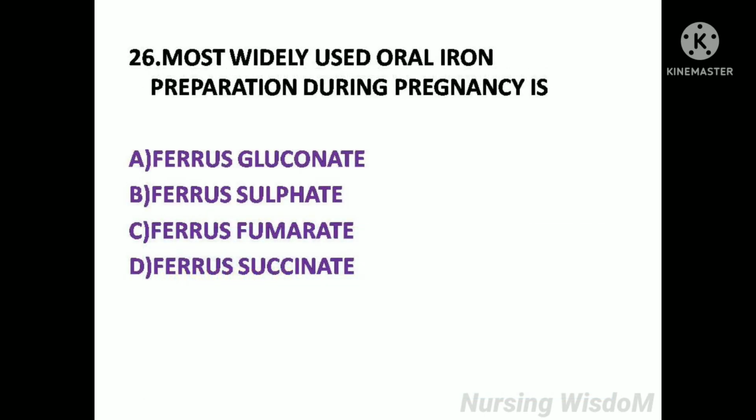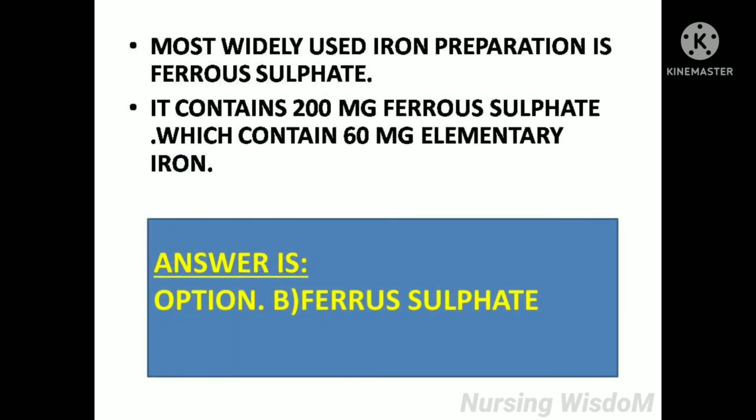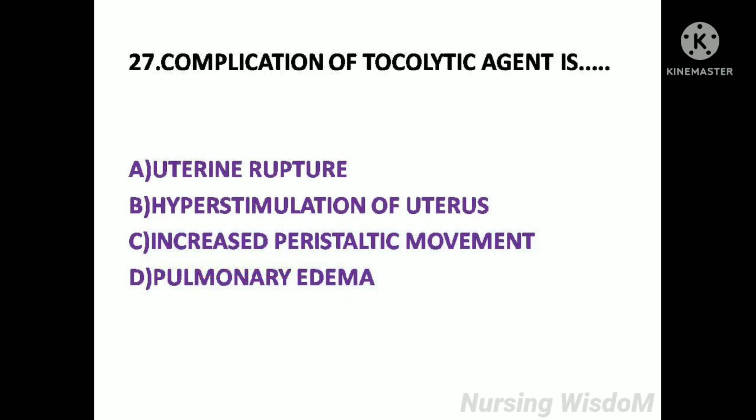Next question. The most widely used oral iron preparation during pregnancy is option A, ferrous gluconate, option B, ferrous sulfate, option C, ferrous fumarate, option D, ferrous succinate. The most widely used iron preparation is ferrous sulfate. It contains 200 mg ferrous sulfate which contains 60 mg elemental iron. So here the answer is option B, ferrous sulfate. Next question.